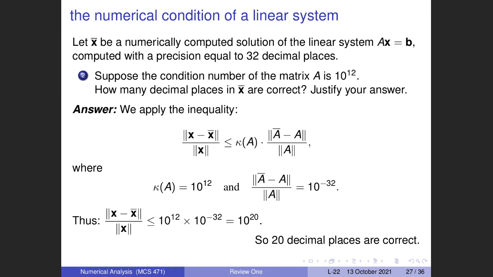So we have 10 to the power minus 32 for the accuracy. So here it is represented in decimal places. We multiply this with 10 to the power 12. The reasoning being that we have our matrix represented correctly up to the machine precision.